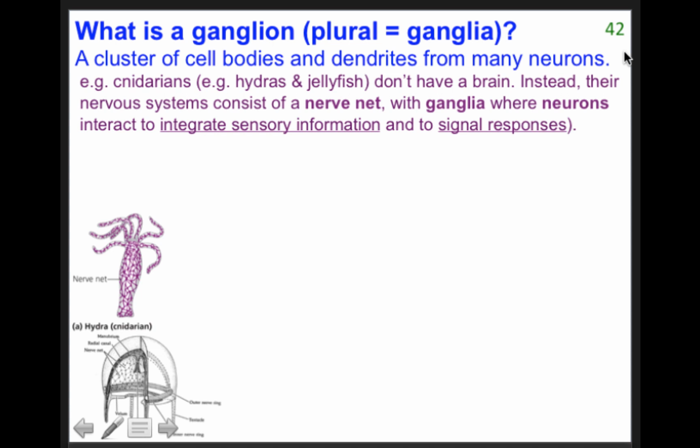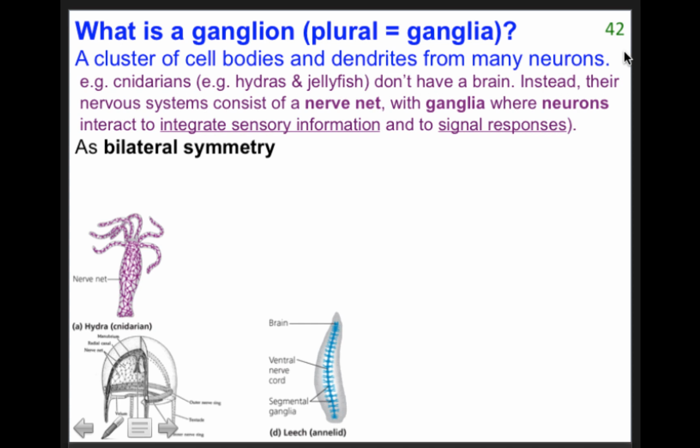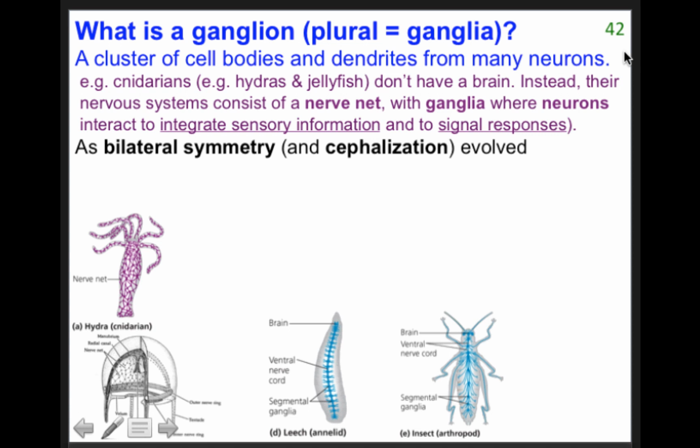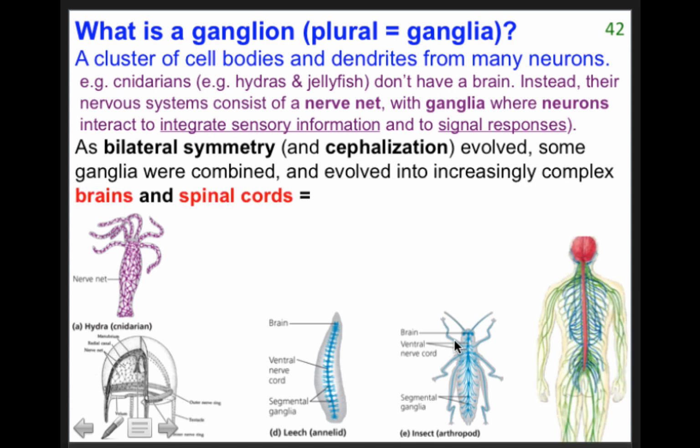Now, as animals evolved to have bilateral symmetry more and more, meaning having a head and a tail end, and even more so as cephalization evolved, meaning the concentration of sensory organs near the front head end of the animal, and the digestive and reproductive functions further down, we found that more and more of these ganglia got combined. The ones involved in integrating the antennal information and eyes and all that kind of stuff were combined together to form increasingly complex brains and spinal cords. So that's what became the central nervous system that we see in humans and a lot of vertebrates today.